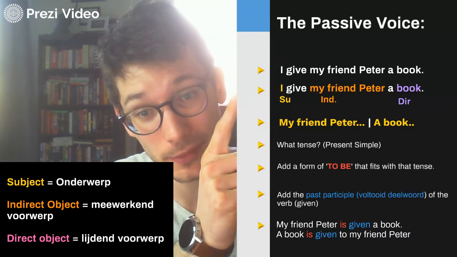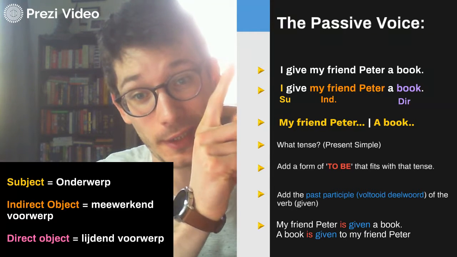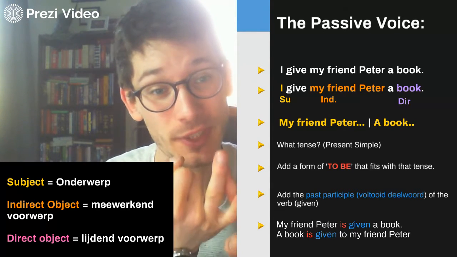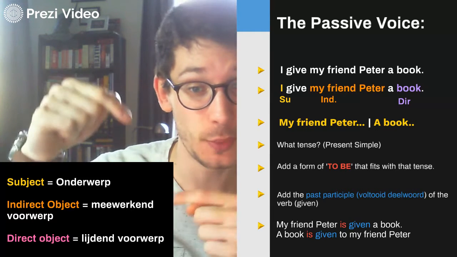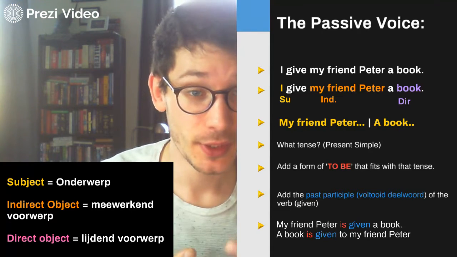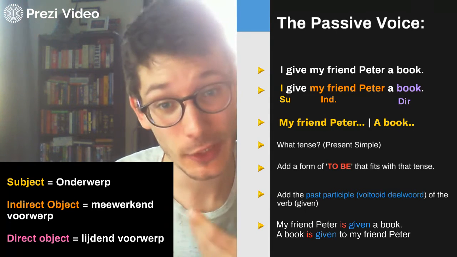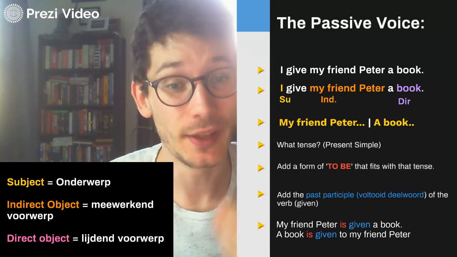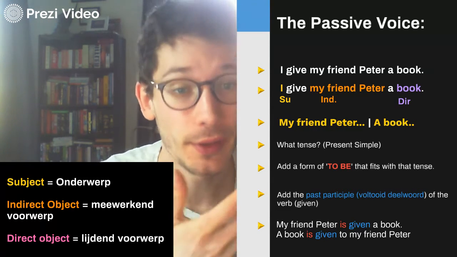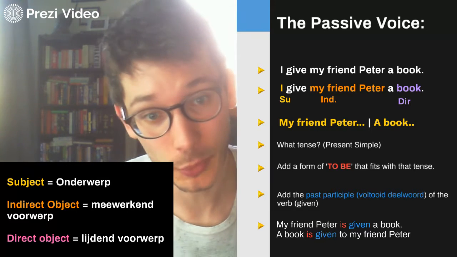You look at the sentence and you read it, otherwise you can't do much. Second step, you have to figure out what the subject, the indirect object, and the direct object are. You can see what those mean over here. When you have that figured out, you want to either make the indirect object or the direct object the new subject of the sentence. So the sentence would start with either my friend Peter or a book.